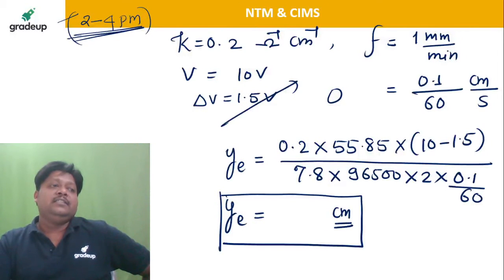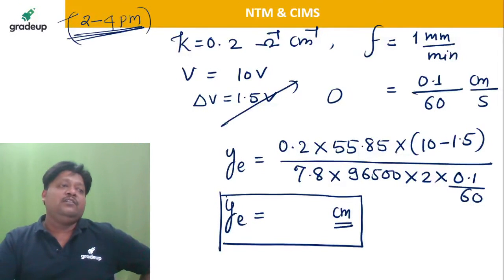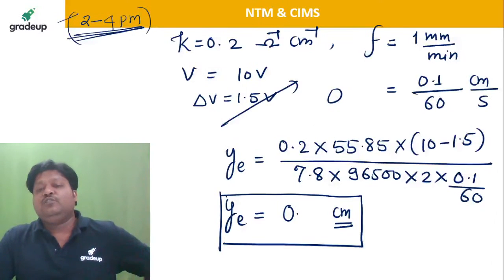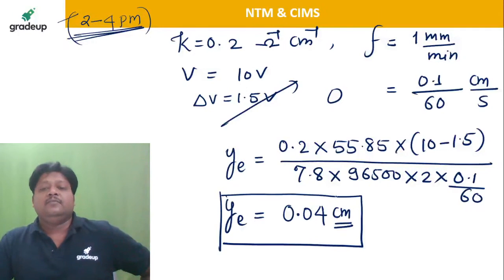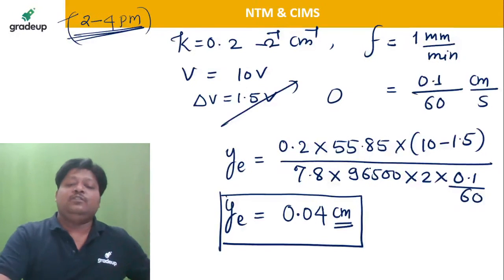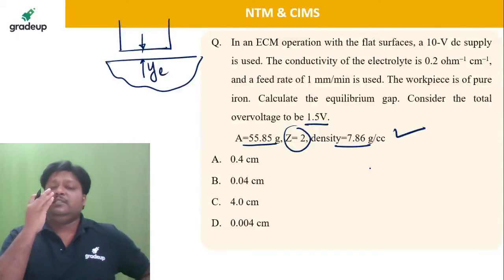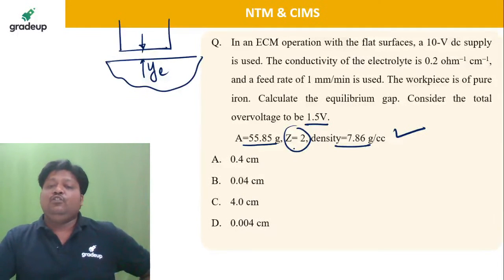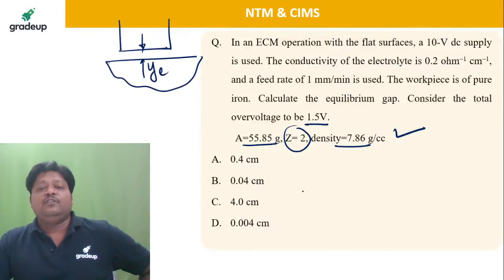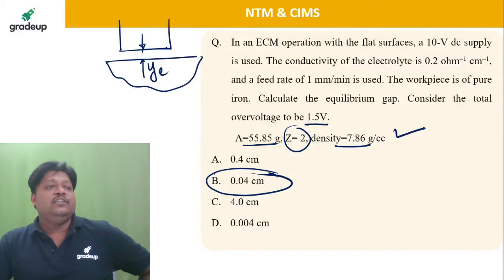Aman, how much is it? Kishore, how much is it? 0.037. So can I take it? It is rounded up to 0.04 centimeter. Okay, so please check the options. 0.04 centimeter is correct. Yes, 0.04 centimeter. That is absolutely correct.